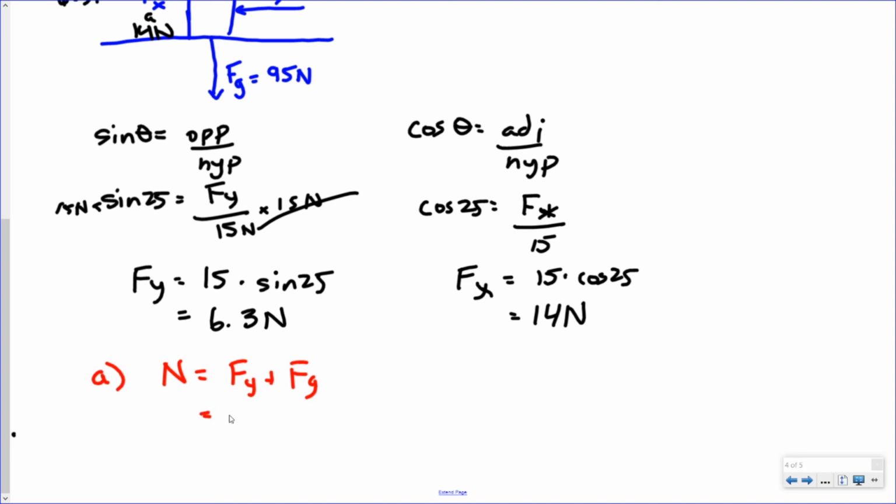Fy we just calculated right here is 6.3. The force of gravity we were told was 95. When we add those, we get 101 newtons.